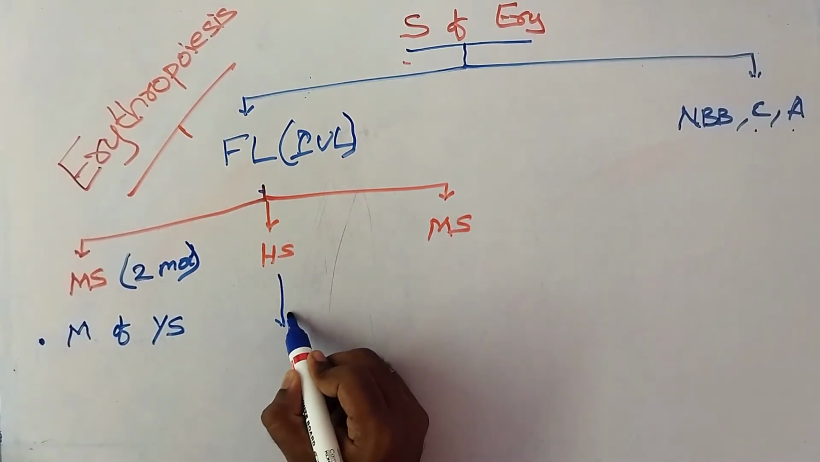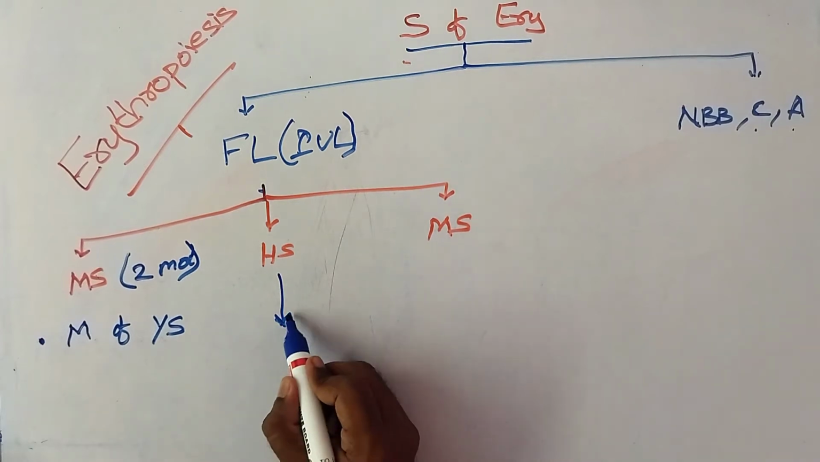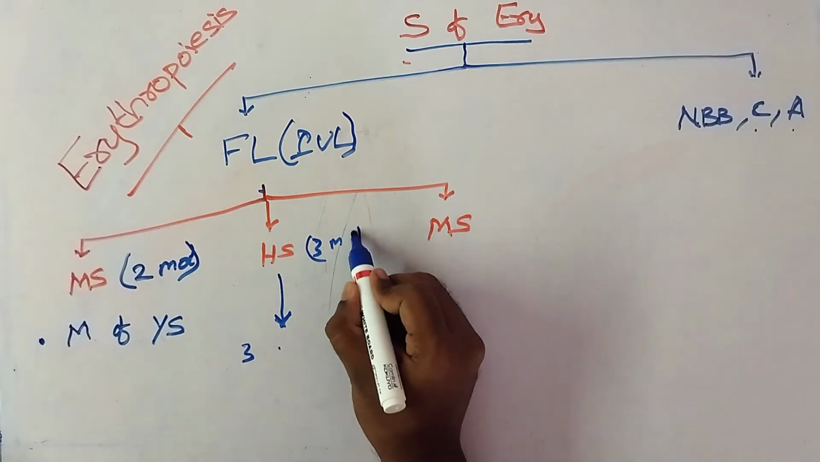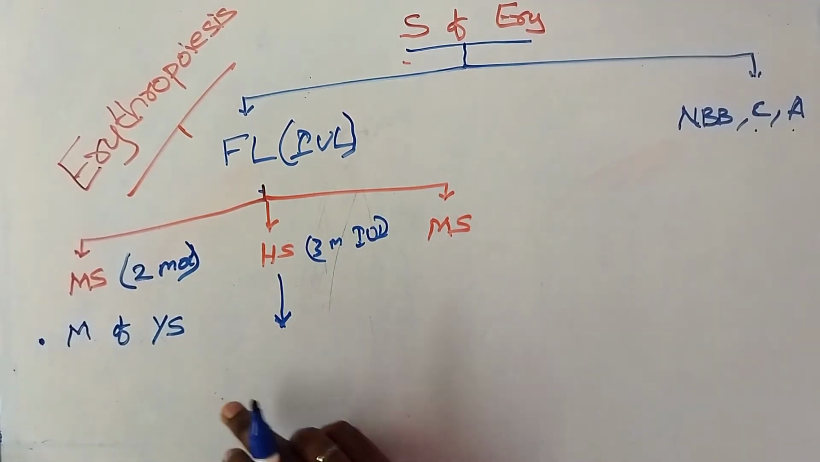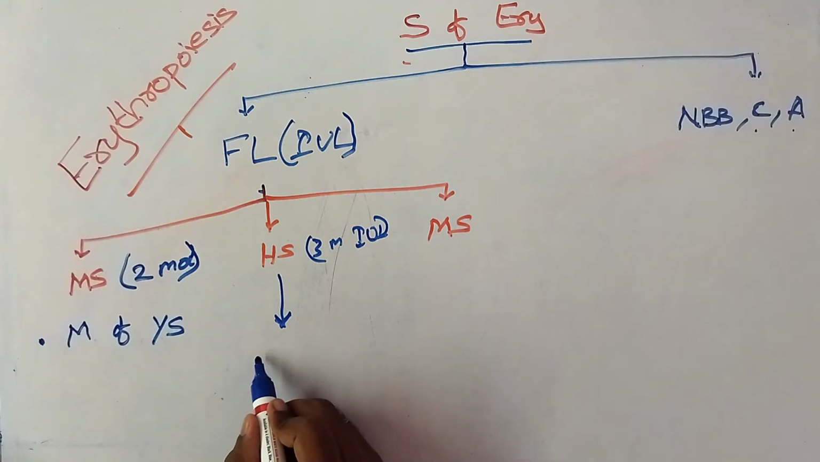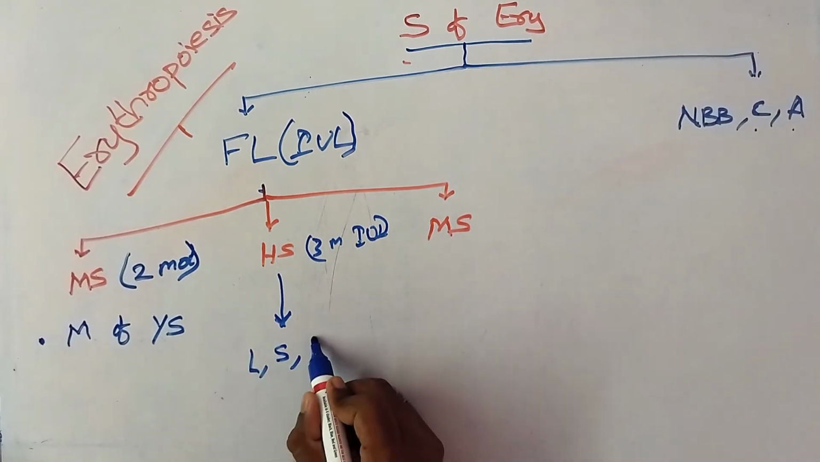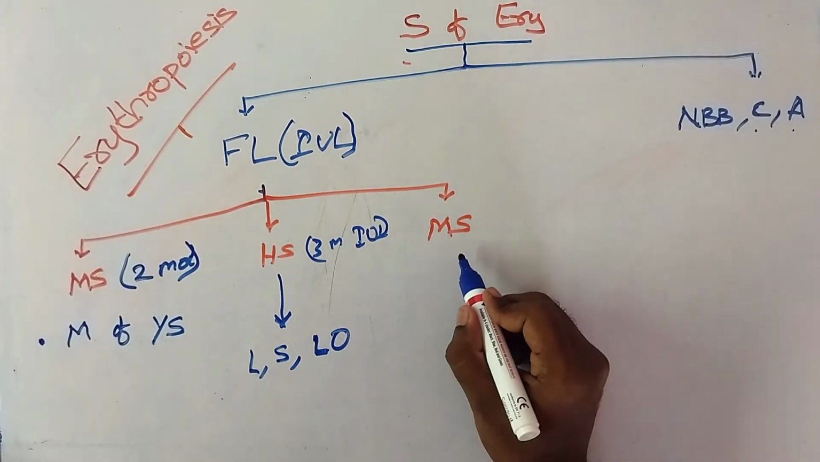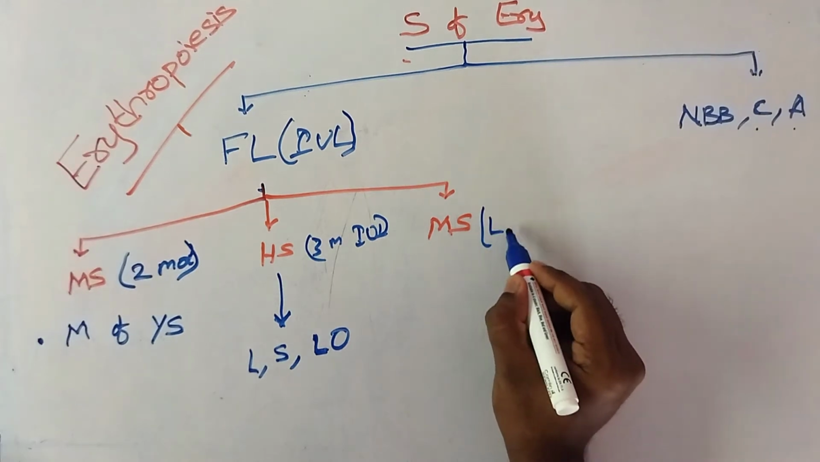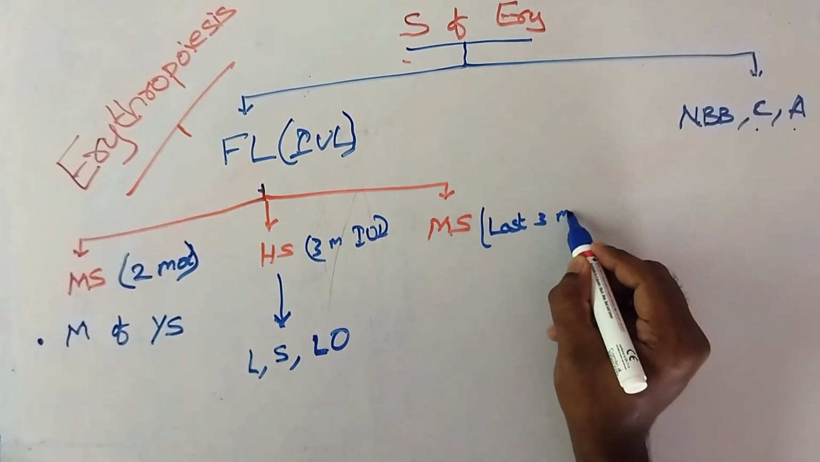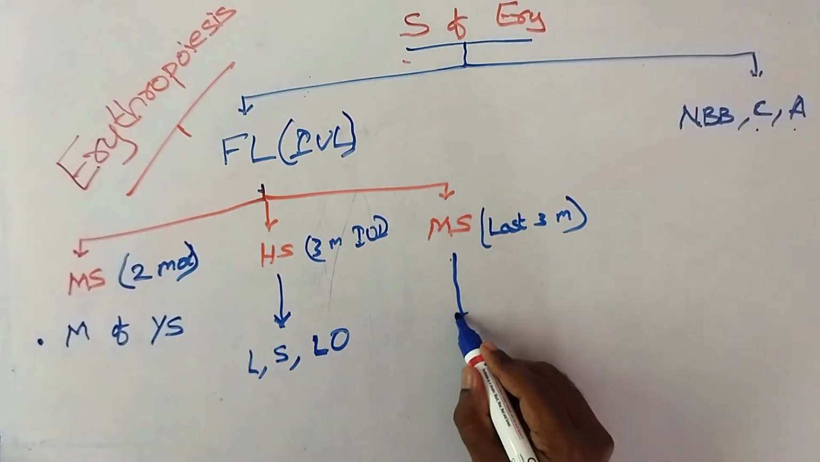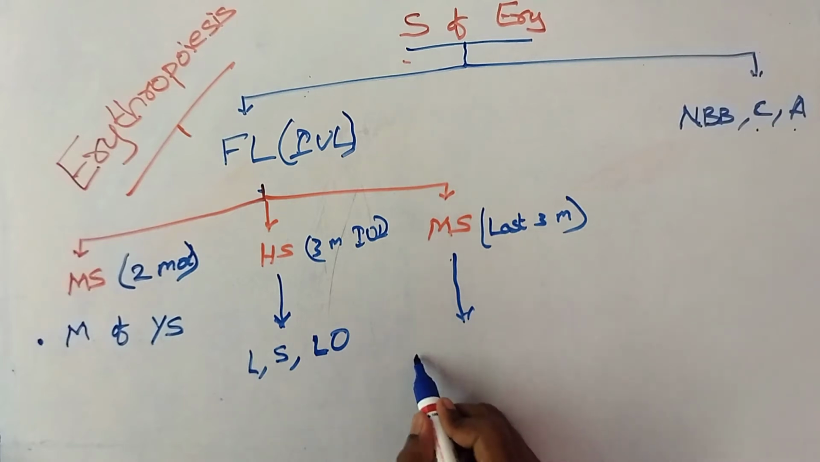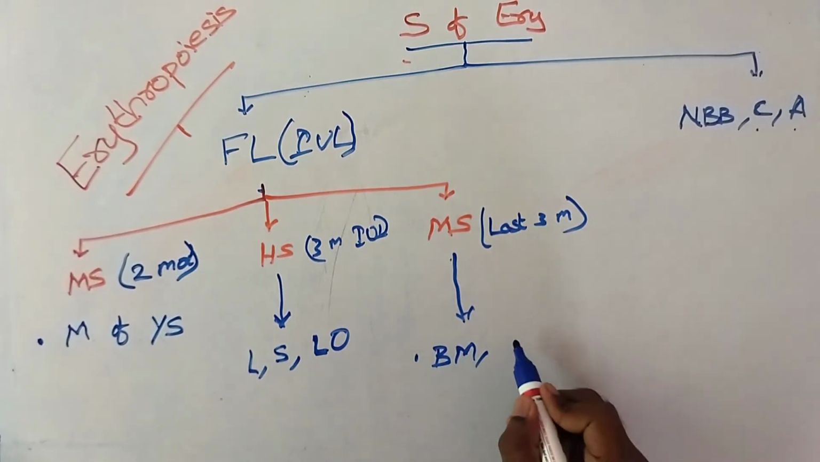In the hepatic stage, which takes place in the third month of intrauterine life, the site of erythropoiesis is the liver, spleen, and lymphoid organs. Next, the myeloid stage takes place in the last 3 months of intrauterine life. The site of erythropoiesis at the myeloid stage is the bone marrow and liver.